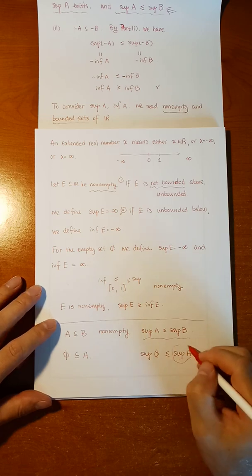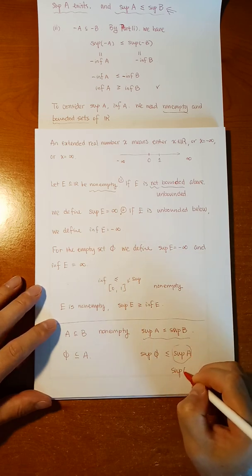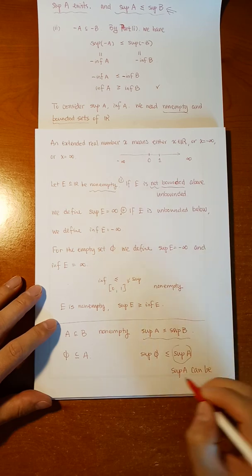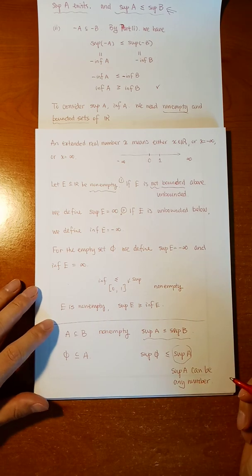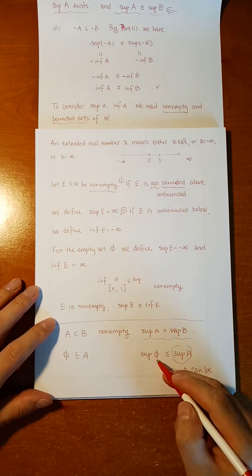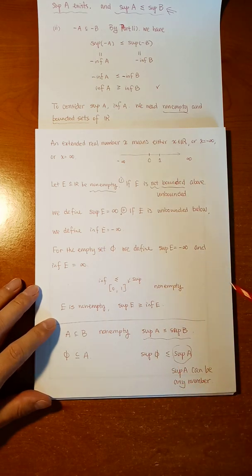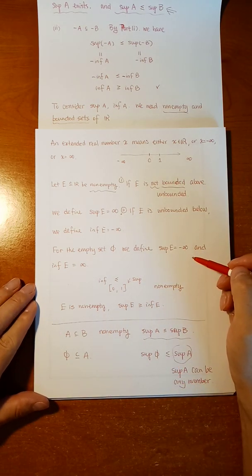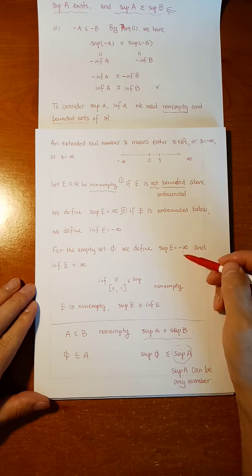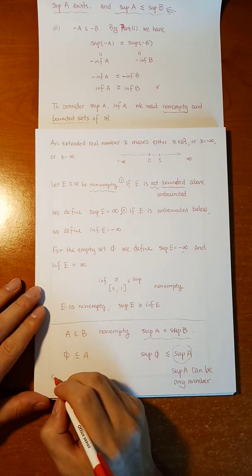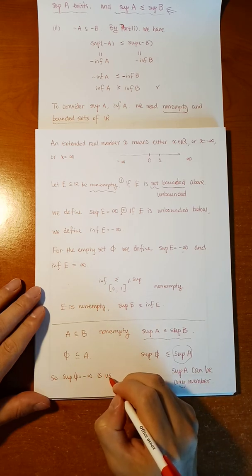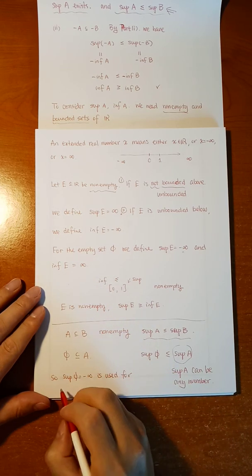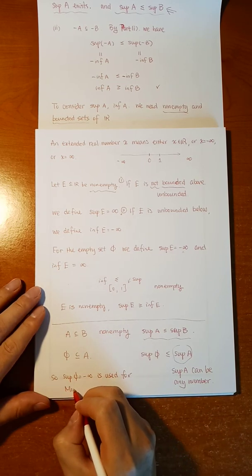For an arbitrary set, the supremum could be anything. Sup A can be any number. Then the sup of the empty set should be less than or equal to any number, so it has to be negative infinity. So this definition is required, or is used, when we try to keep the monotone property.